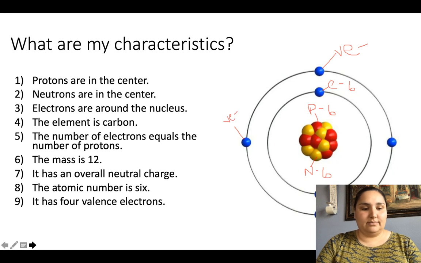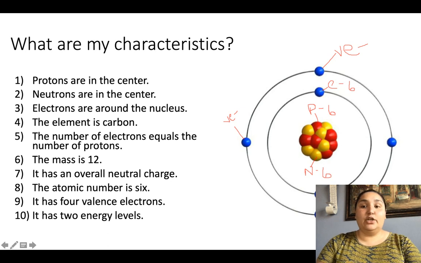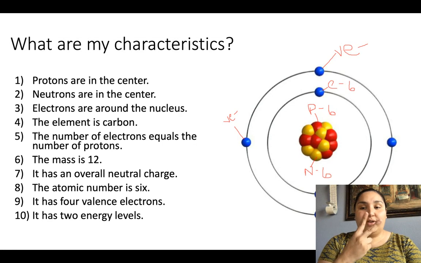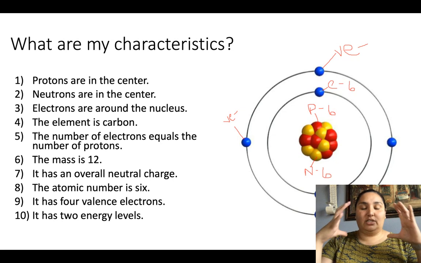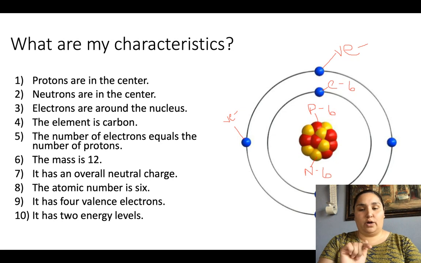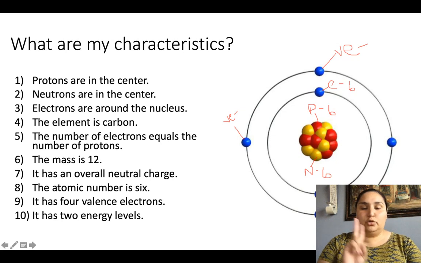Valence electrons. All right. And lastly, you have 2 energy levels. Because why? Only 2 fit in the first shell. And then once that shell is full, you go on to the next shell, and then you have 4, okay? So 2 energy levels. And that's important for groups and periods, remember? Valence electrons and energy levels are important for groups and periods.